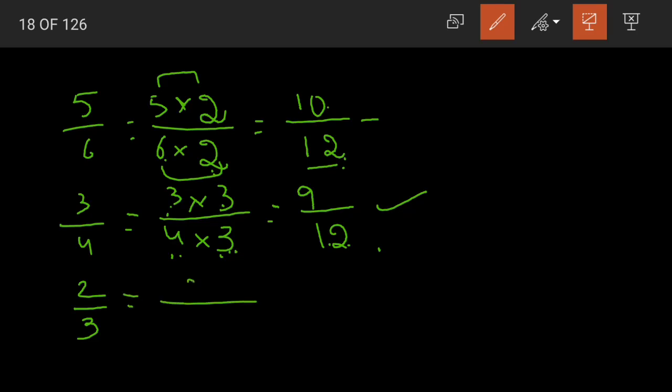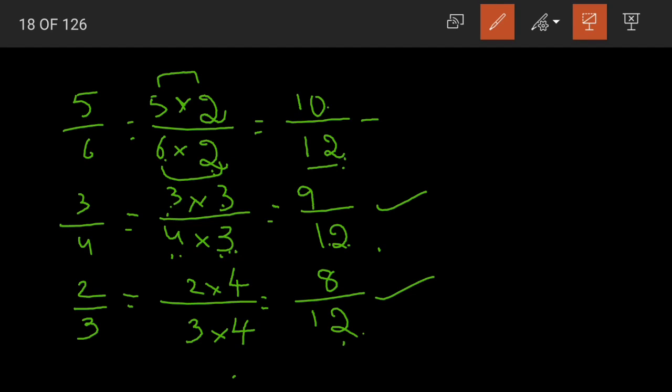Next, 2 by 3. Again we want 12, so 3 4s are 12. Again as we have multiplied 4 in the denominator, we will do the same in the numerator as well. 2 into 4 is equal to 8. So 8 by 12 is our fraction.